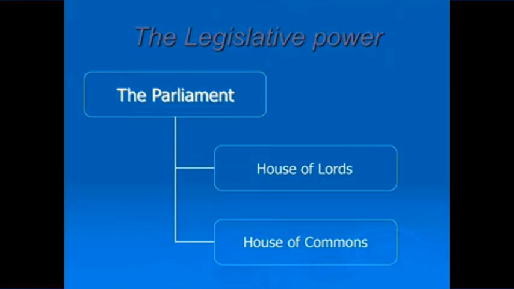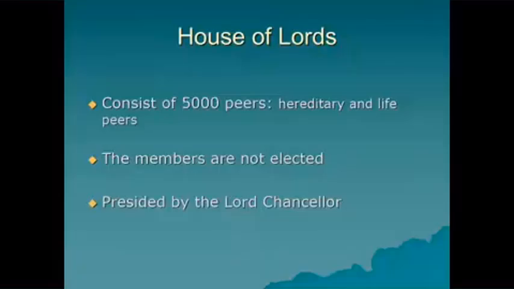The legislative power. The parliament consists of the House of Lords and the House of Commons. The House of Lords consists of 5,000 peers, hereditary and life peers. The members are not elected, presided by the Lord Chancellor.